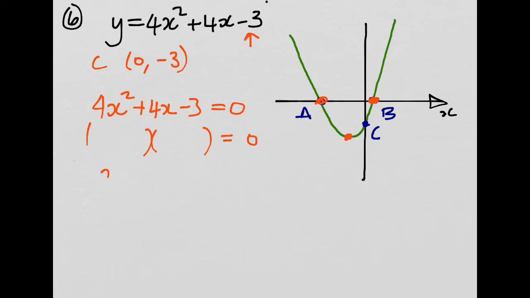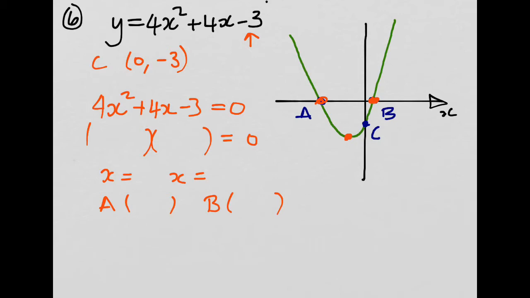into 2 brackets, the first bracket will give you an x equals, the second bracket will give you an x equals. Now they're going to be fractions. So don't worry about that, just to let you know it's going to be fractions. Remember, it's asking for coordinates, so you need to write your answer for A and B as coordinates.